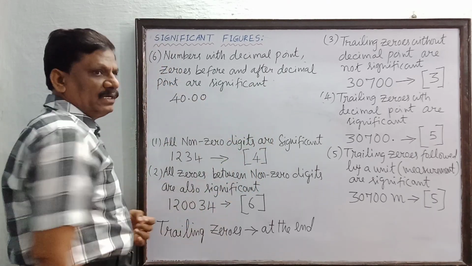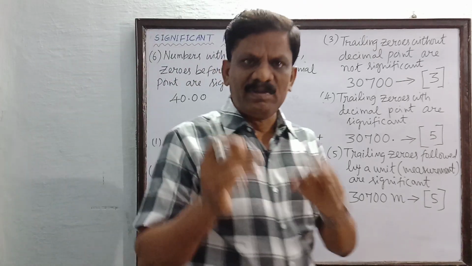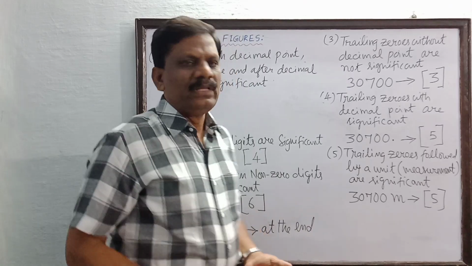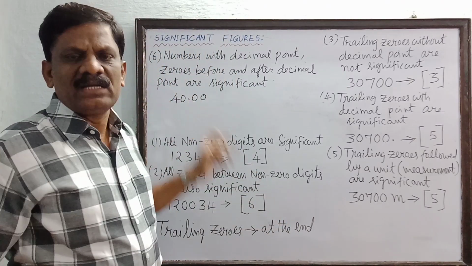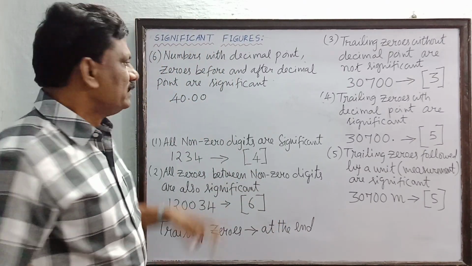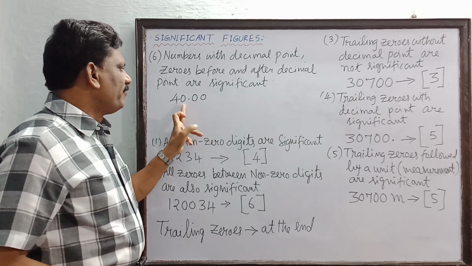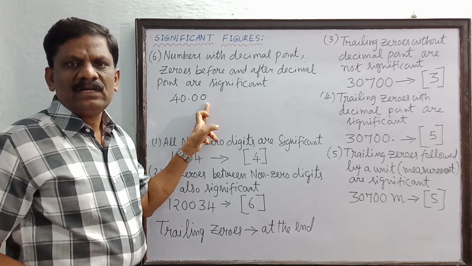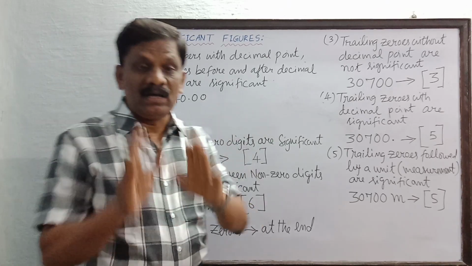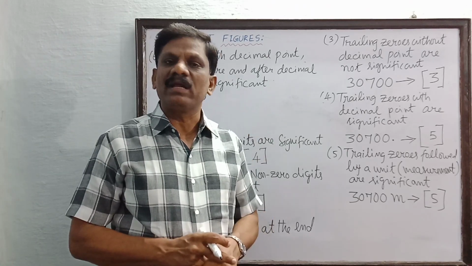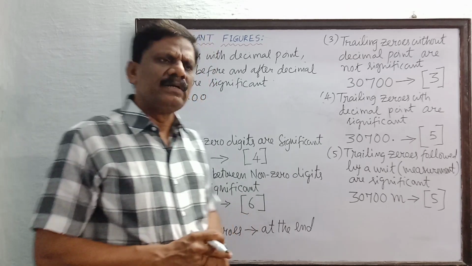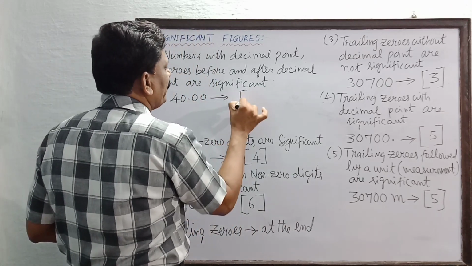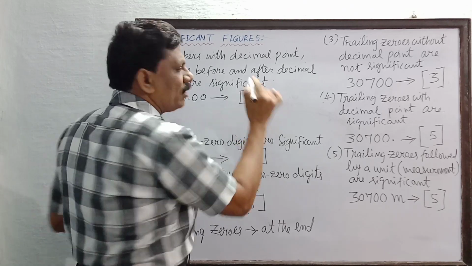For example, I will take 40.00. This is a number having a decimal point as well as trailing zeros. In addition, in front of the decimal there is also one 0. This 0 in front of the decimal point, as well as the 2 zeros after the decimal point, all have significance. So naturally, if you count 1, 2, 3, 4, the number of significant figures must be 4.